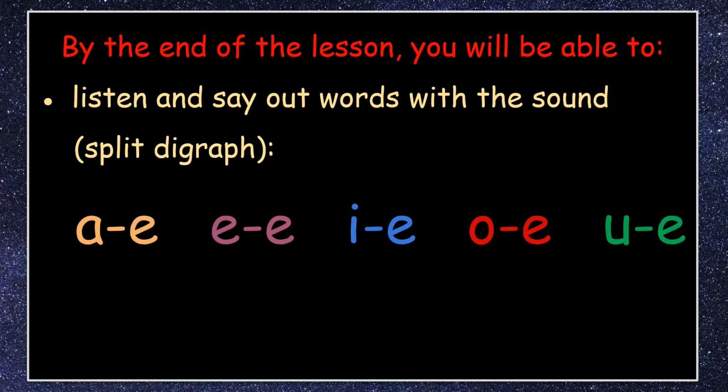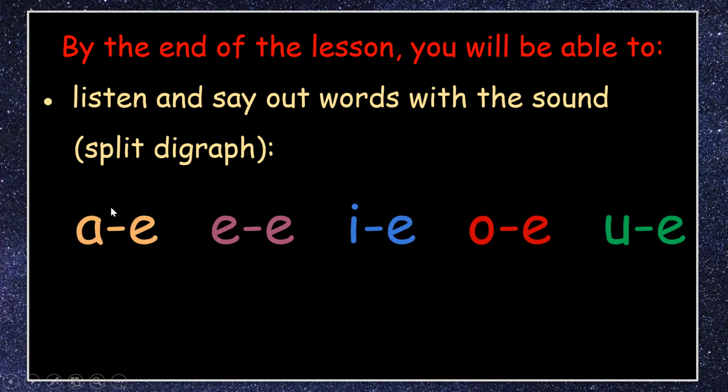Now, what are we learning today? By the end of the lesson, you will be able to listen and say out words with the sound A, E, E, I, O, and oo.